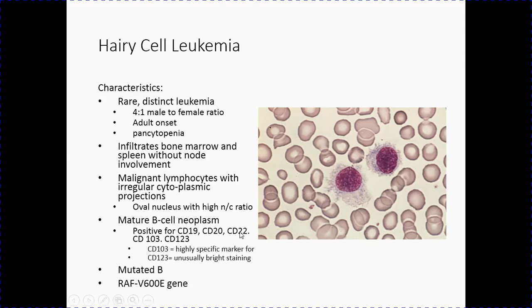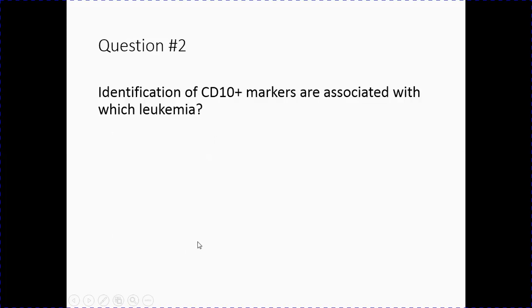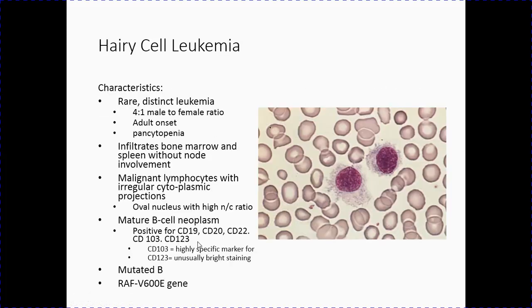Hairy cell leukemia is a B cell neoplasm, so these are technically mature B cells. They're going to be positive for the same CD19, CD20. It's going to also be positive for CD22, but unlike normal cells, it's going to be positive for CD103 and CD123. If the lymphocytes are positive for CD103, that's very highly specific for hairy cell leukemia, so we'd have to say that this was one of our substantive clinical findings in the laboratory for the diagnosis of hairy cell.